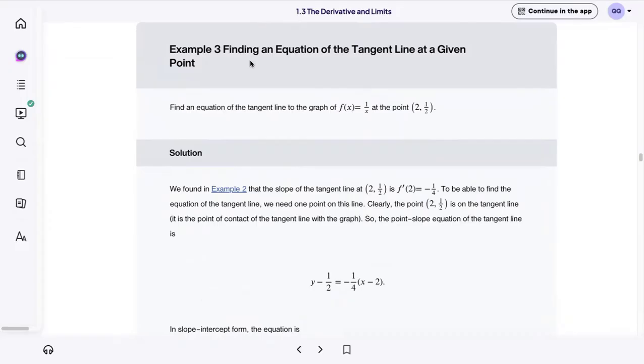Let's see this example. We want to find the equation of the tangent line at a given point. We're still using this function, 1 over x, a rational function. We're given this point. So we want to write y equals mx plus b for the tangent line, right? If it's a straight line, it always has this form. We need to find m, and we need to find b.